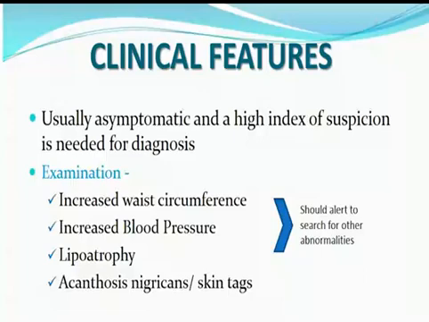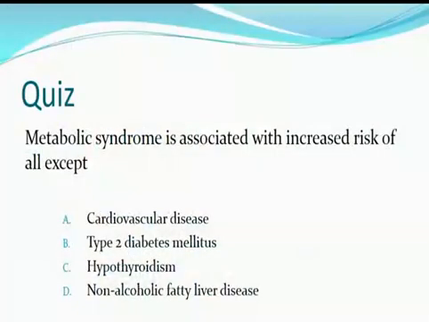So on examination, you know that there would be increased waist circumference. Higher blood pressure is also a part of it. Lipoatrophy can be seen if there is congenital lipodystrophy syndrome. And then, as we have seen in our last slide, acanthosis nigricans and skin tags. These should alert you to search for other abnormalities.